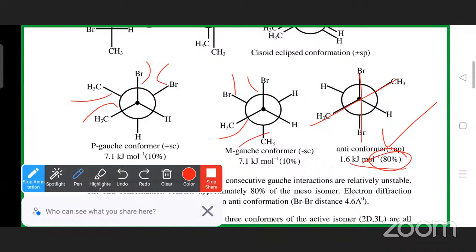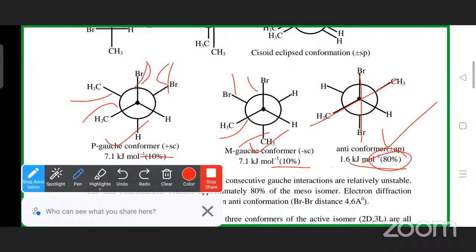And the P gauche and M gauche both have equal population, equally populated. Population means the existence or the formation, right? So they are equally formed here because both have the same stabilizing factors. So here you see the steric repulsions, and that factor is affecting these conformations.